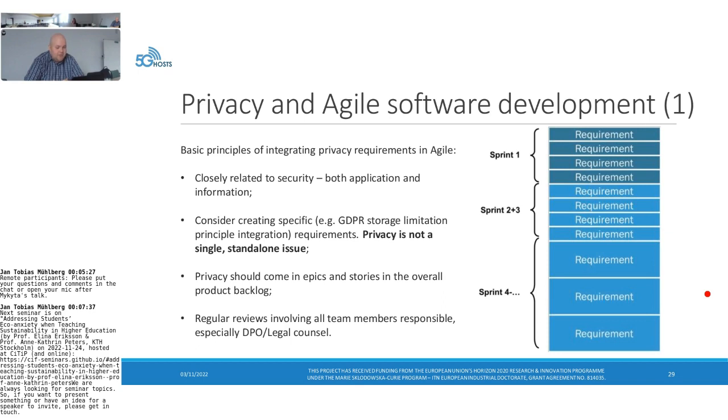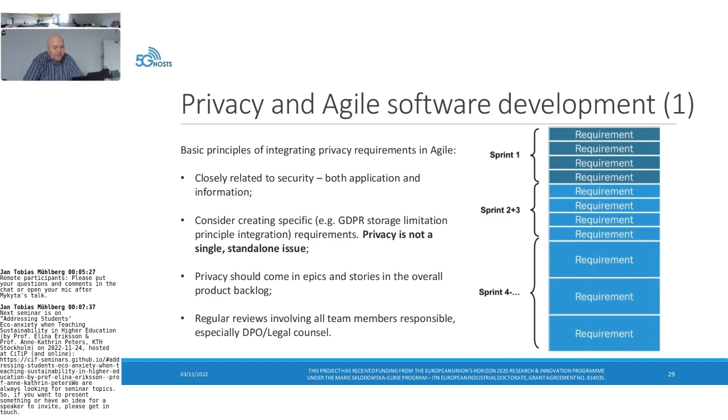Privacy should come in epics and stories, just like other requirements in the overall product backlog. You have to consider developing privacy-specific, or even data protection and privacy-specific, separate epics and stories. And then also test it on a user story, because only then you will get a working picture before you actually deploy the product and it starts affecting people's lives, users' rights. And of course, conduct regular reviews involving all team members responsible, especially the data protection officer or legal counsel, or both if you have both, because ensuring compliance in this stage is key.